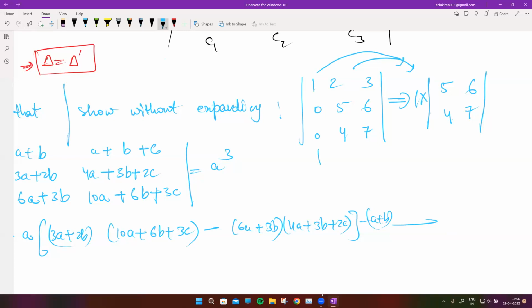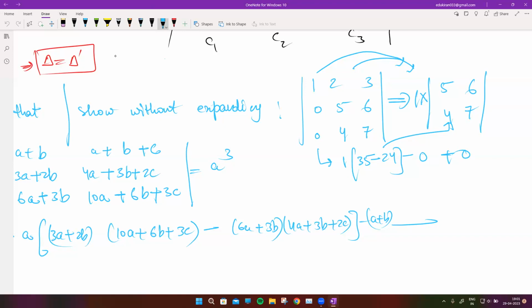Okay, let's expand it along the first column. 1 into, this will be 7 into 5, which is 35, minus 24. Then if I go to the second element of this column, that would be 0. And the third element will also be 0, right? So this 35 minus 24 is nothing but the value of this determinant. 7 into 5, 35 minus 24.